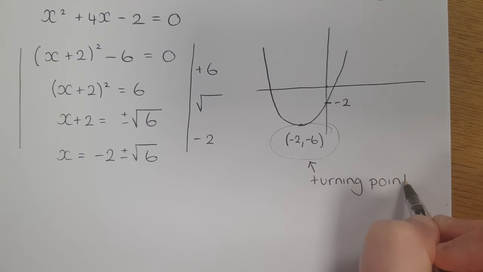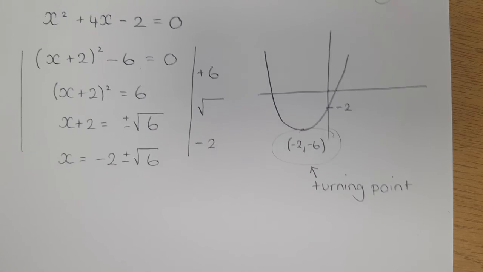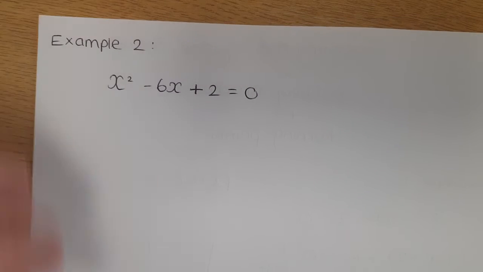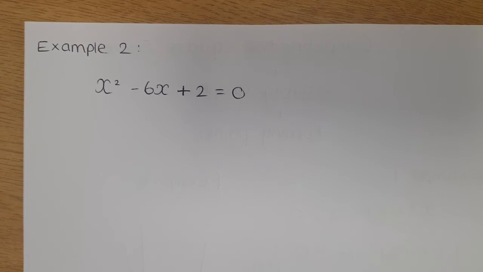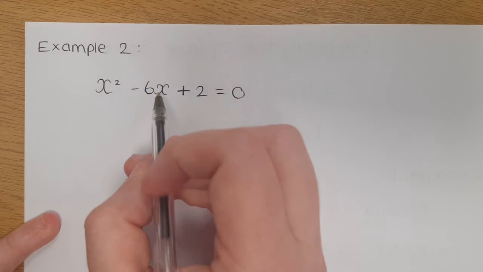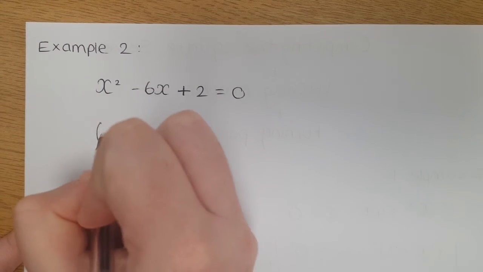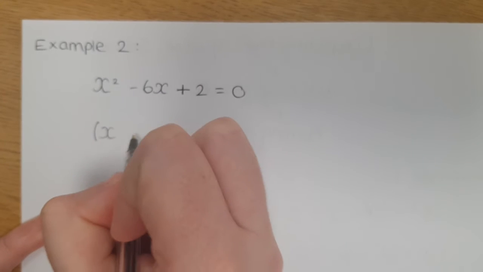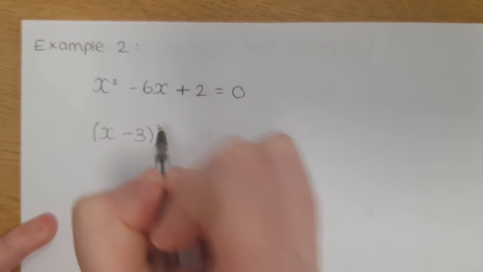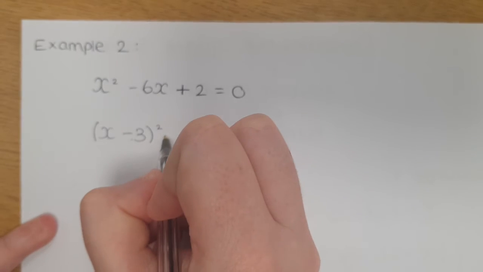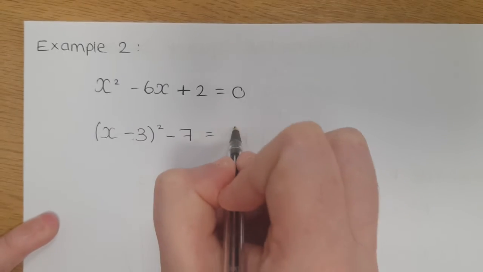Hopefully that one is a little bit more straightforward now, but we will do another example just in case. So what I'd advise is pause the video, give this one a go, and then listen through it in a second. So first thing we're going to do is put it into our completed square format. So I half the middle term. Half of minus 6 is minus 3 all squared. Minus 3 squared is going to give me 9. I don't want 9, I want 2, so I need to subtract 7.